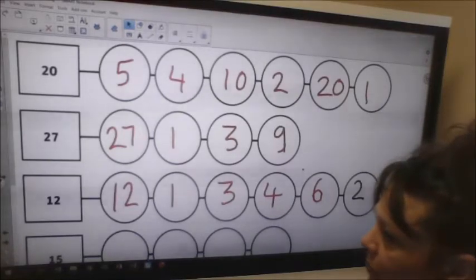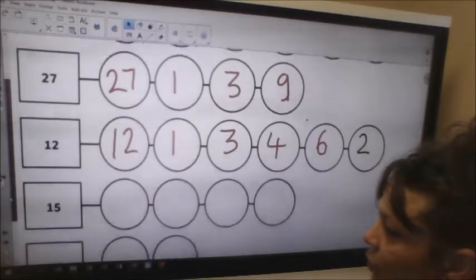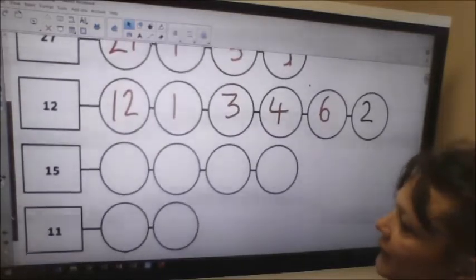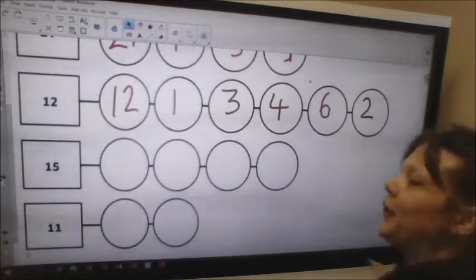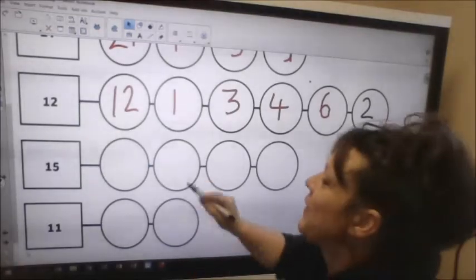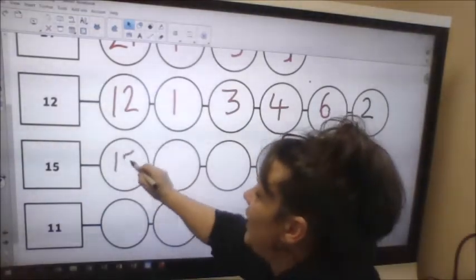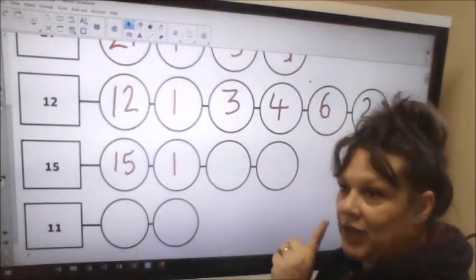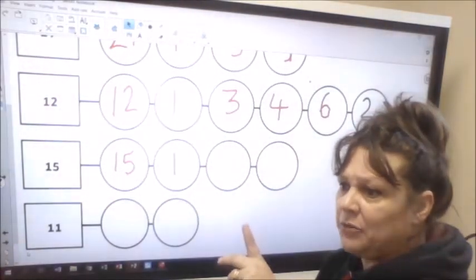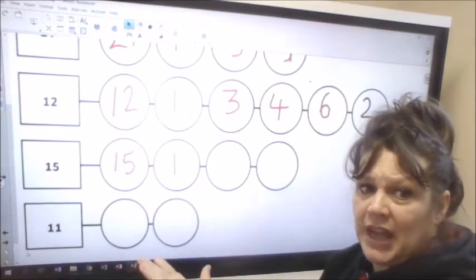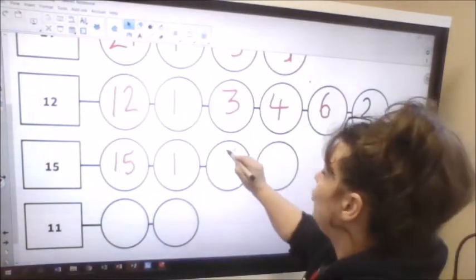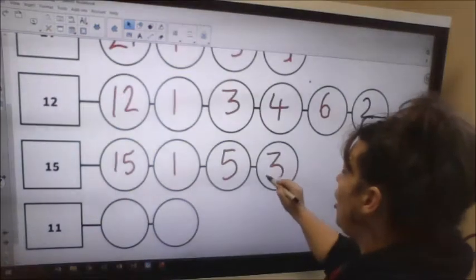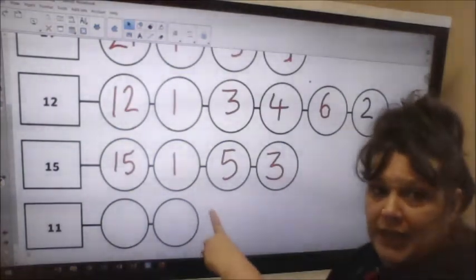Okay, last one at the bottom. Let's have a little look then. Oh no, I've got 2 more. Oh, that's exciting. Okay, so 15. So I know 15 and 1. And if I think about 15, where does it appear in my times tables? Well, it appears in my 5 times table and my 3 times table. So I know that 5 and 3 are factors of 15.